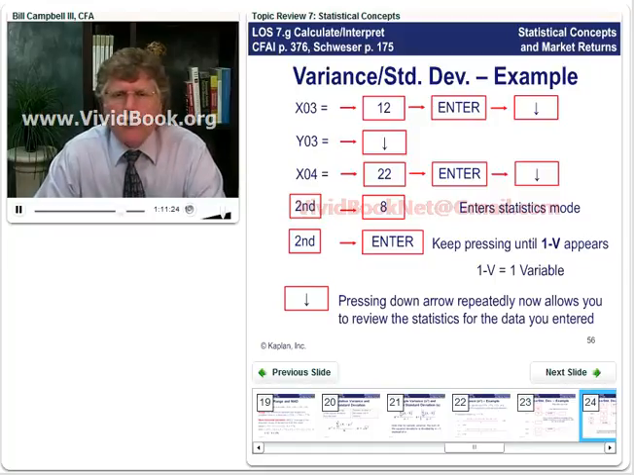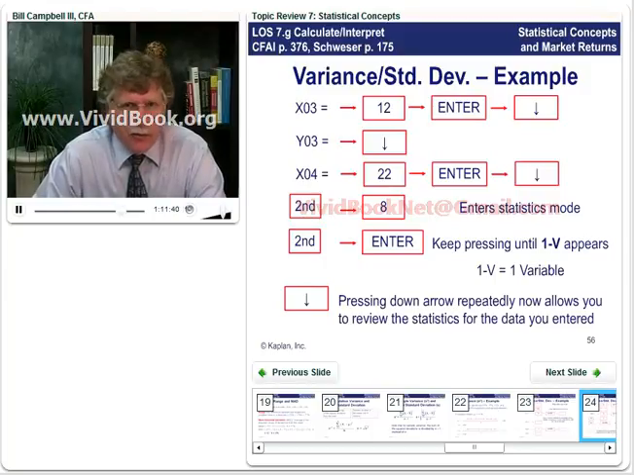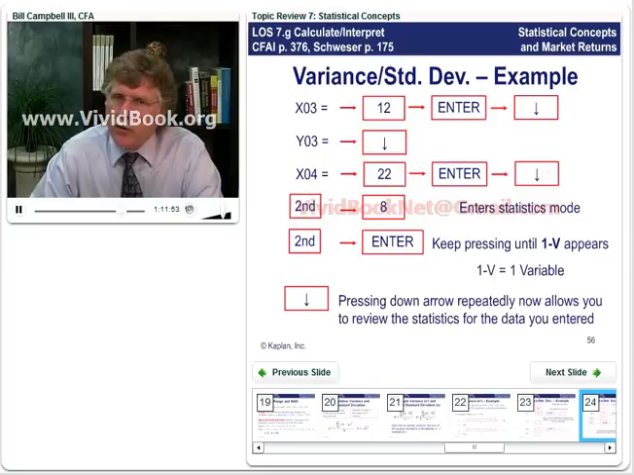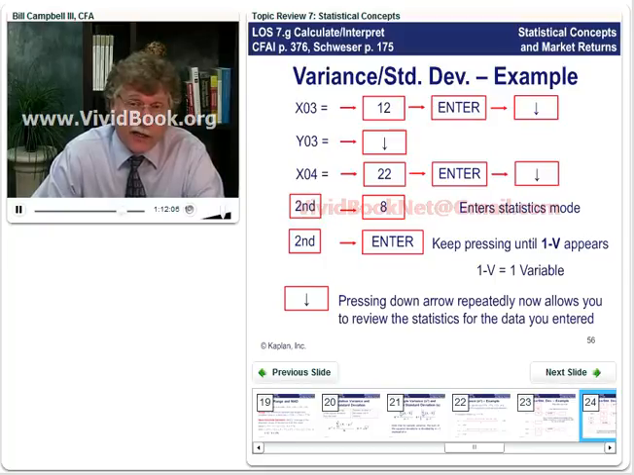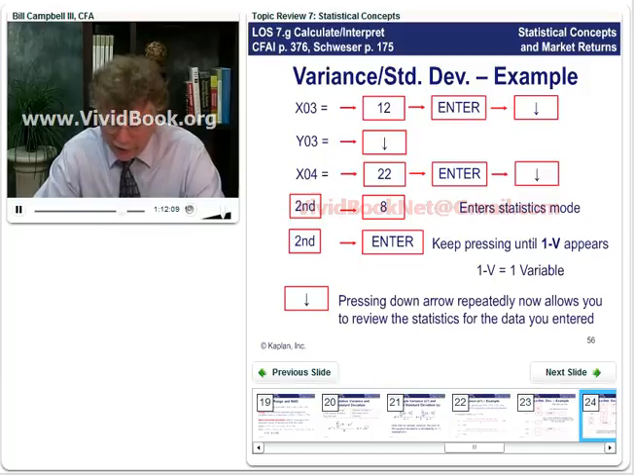The statistics that it will show you, first it will show you n, the number of data points that you have. Then it will show you the average. It shows it as x bar. Next it will show you S sub x, the sample standard deviation. Next it will show you sigma sub x, which is the population standard deviation. The calculator doesn't know whether you're treating these data as a population or a sample, so it doesn't know whether to divide by n or n minus 1, so it gives you both. First is the sample standard deviation, next population standard deviation.